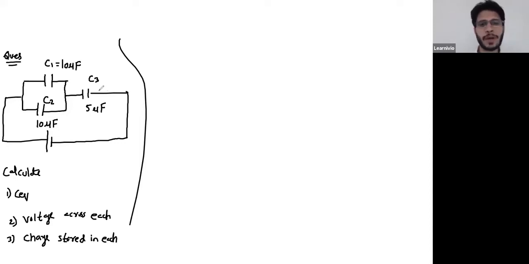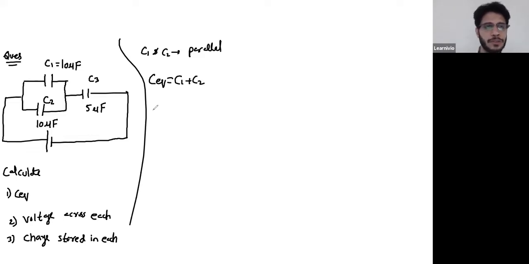So for equivalent capacitance, see, C1 and C2 are connected in parallel. So how much would be C equivalent? C1 and C2 are in parallel, so C equivalent is C1 plus C2. It's 10 plus 10. Let's write this as C12. So C12 is 20 microfarad.